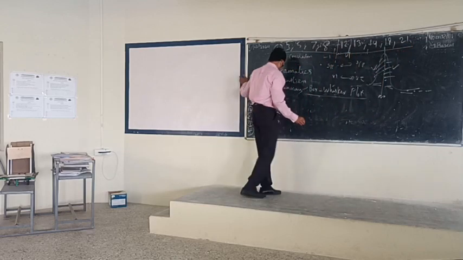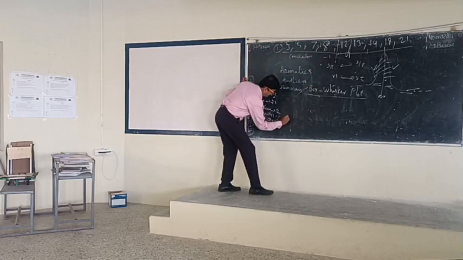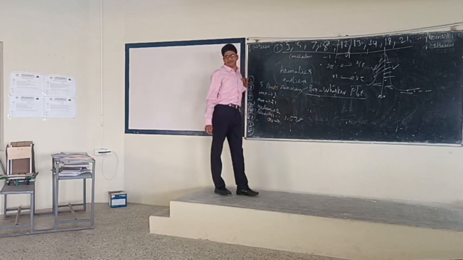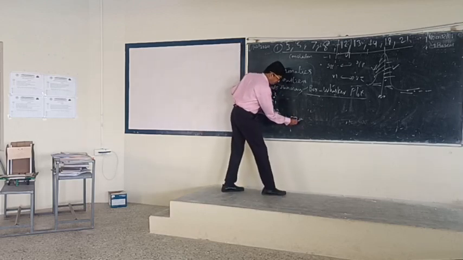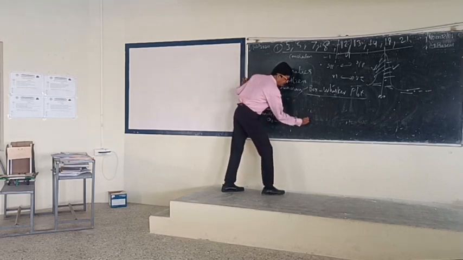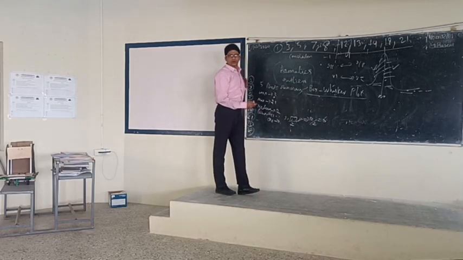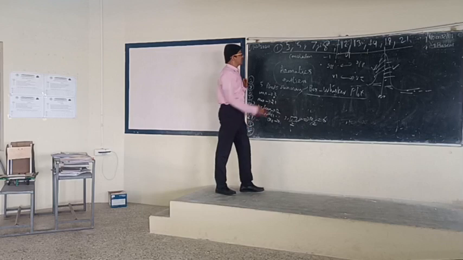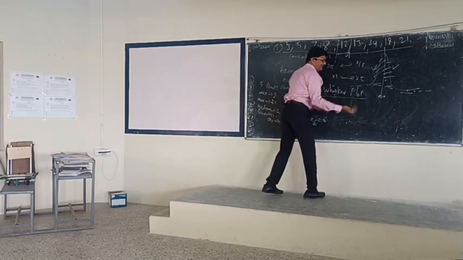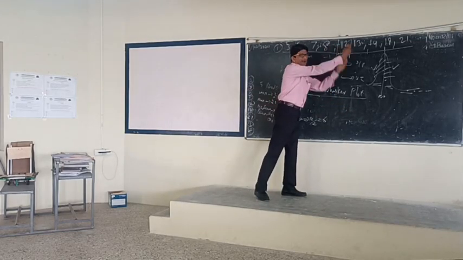So how do we take it? 3, 5, 7, 8. From this, we have to find the median. What is the median? 5 plus 7 divided by 2, 12 by 2. What is that? 6. So Q1 is 6. Q1 is nothing but the lower half median, and Q3 is the upper half median.